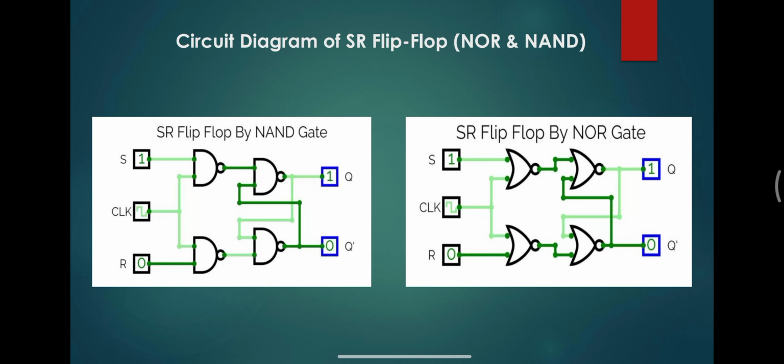Here there are two circuits given. One is NOR and one is NAND. Simply, the SR flip-flop circuit is of two types, NOR and NAND.